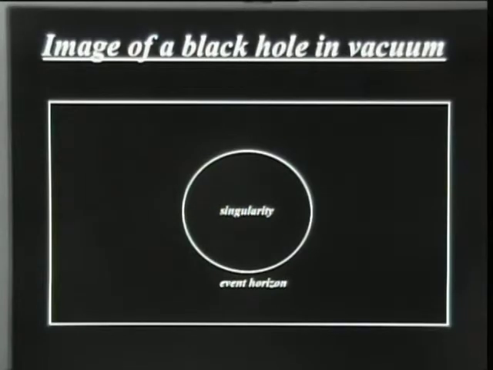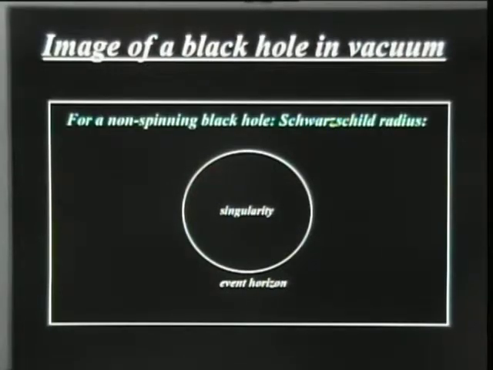And then at the center of this sphere, there is the so-called singularity. And of course, if you were to fall towards that singularity, your body would be shredded by ever-increasing tidal forces. And for a non-spinning black hole, there is the so-called Schwarzschild radius that defines the radius of the event horizon. It's twice Newton's constant times the mass of the black hole divided by c squared.